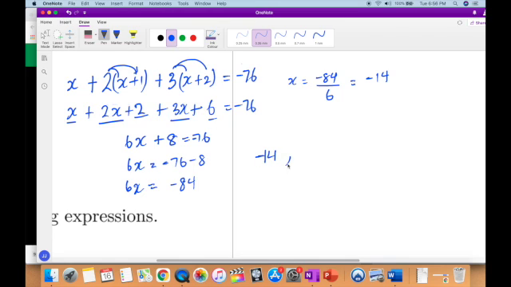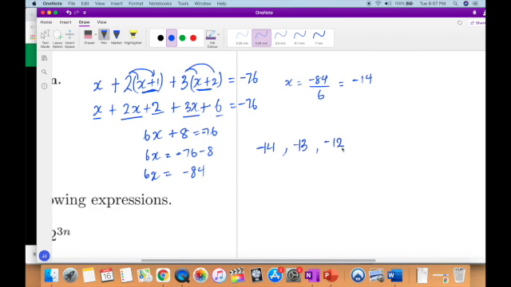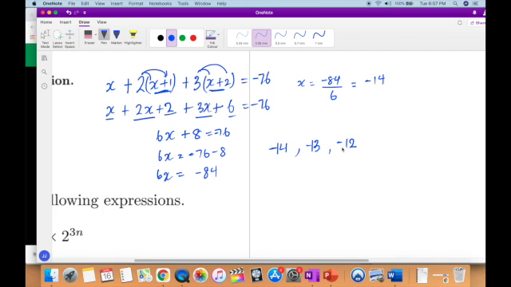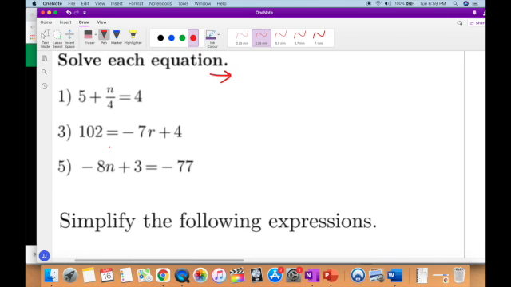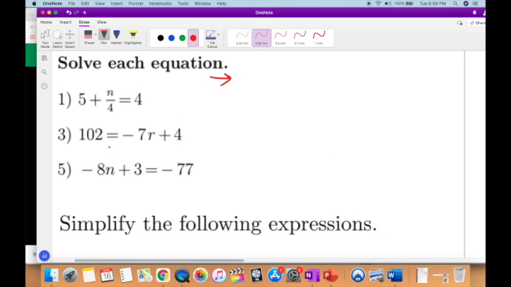The second number is negative 14 plus 1, right? Which is negative 13. And the third number is negative 14 plus 2, which is negative 12. Okay? And those are the 3 consecutive numbers. So we have solved the equation here, and at the end of the day, this is just more of the same stuff we've been doing all the time.